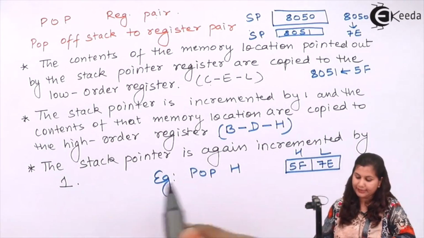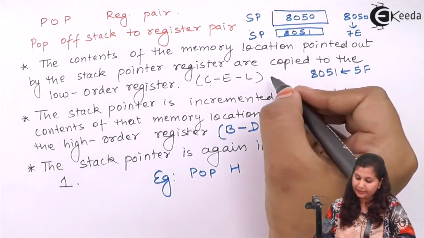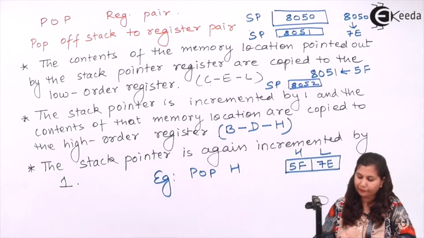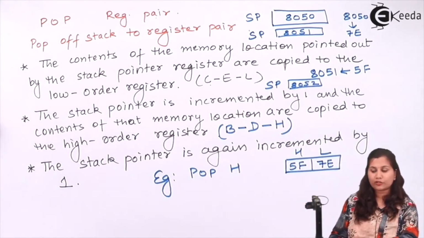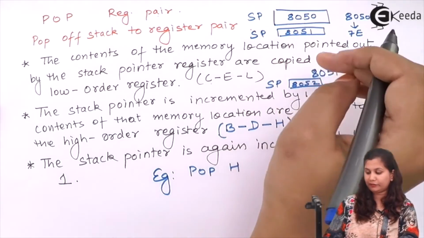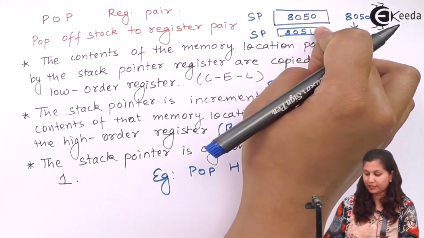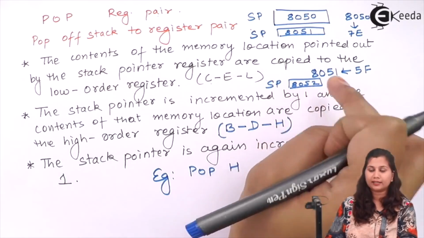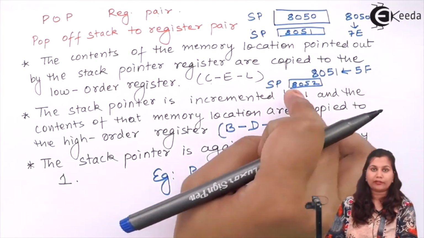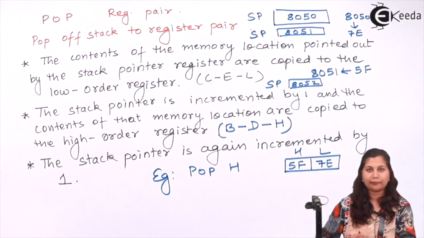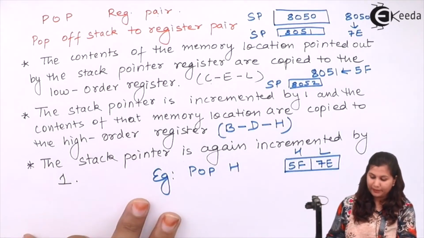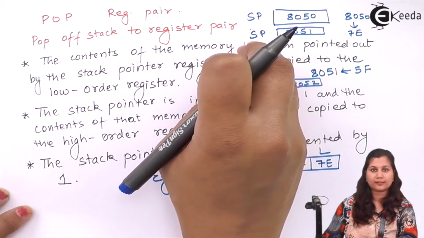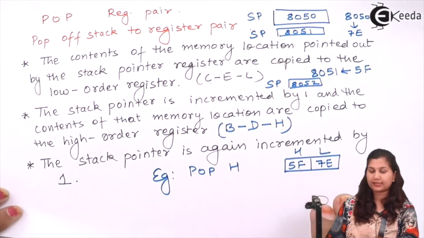Now the stack pointer is again incremented by 1, and now it will be 8052. So after this POP instruction, the stack pointer is incremented two times, and we have 8052 as the last content of the stack pointer. So this is how the POP instruction works. It copies the contents of the memory location pointed to by the stack pointer into the register pair.